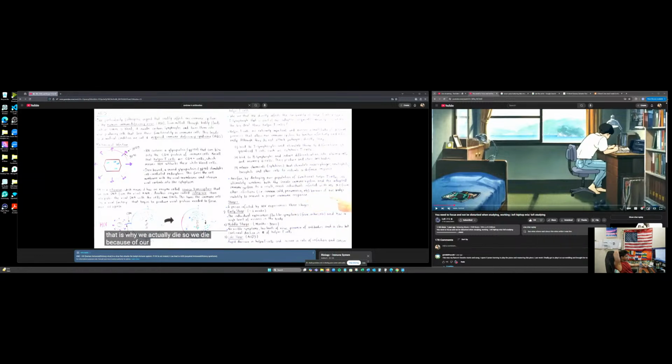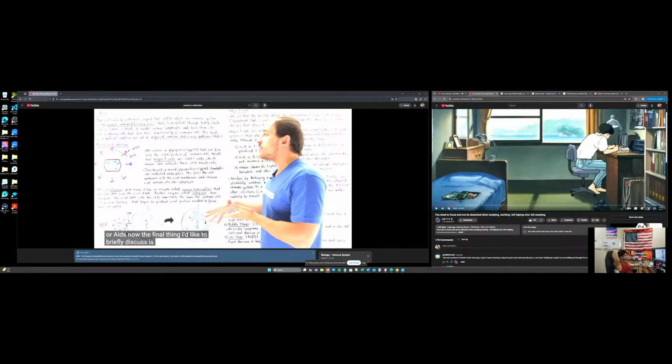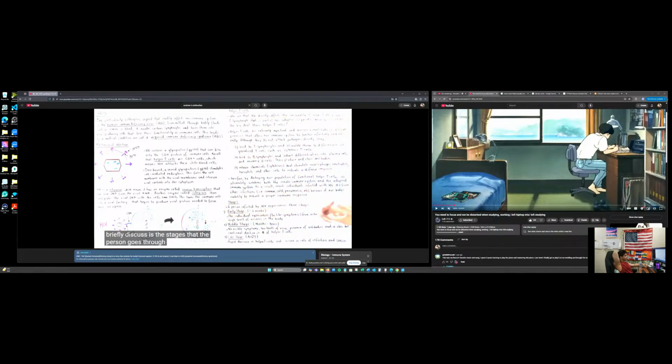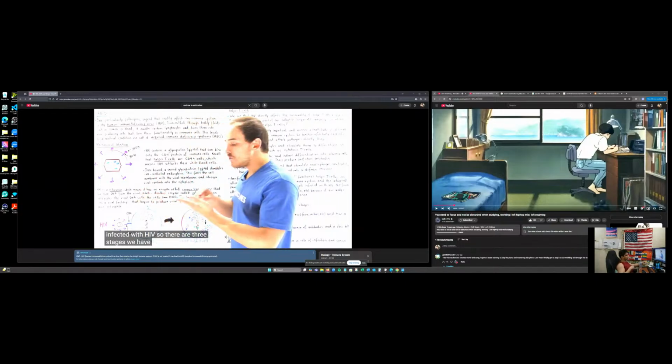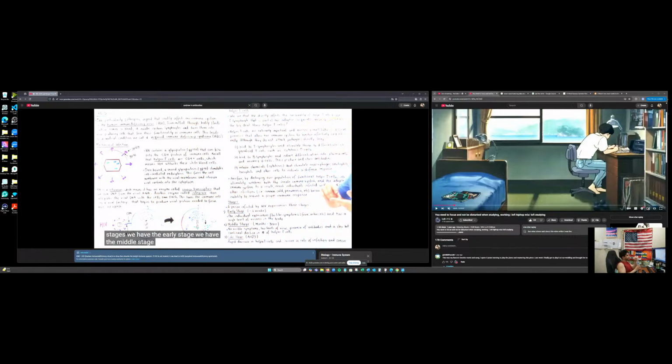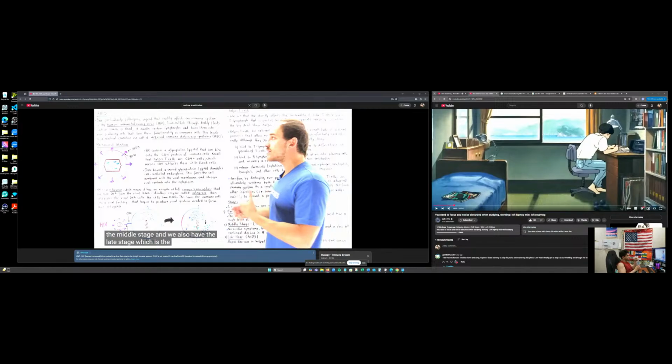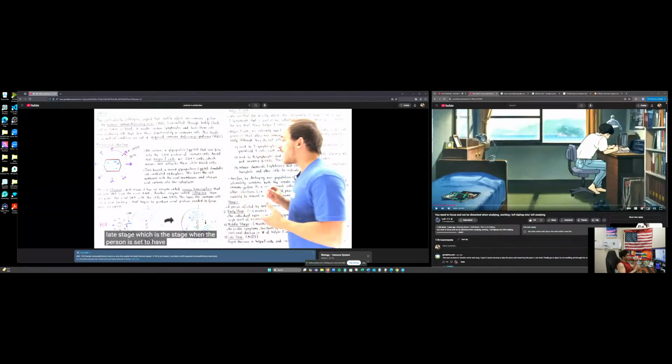So we die because of our body's inability to mount the proper immune response as a result of the acquired immune deficiency syndrome, or AIDS. Now, the final thing I'd like to briefly discuss is the stages that the person goes through when they are infected with HIV. So there are 3 stages. We have the early stage, the middle stage, and the late stage, which is the stage when the person is said to have AIDS.